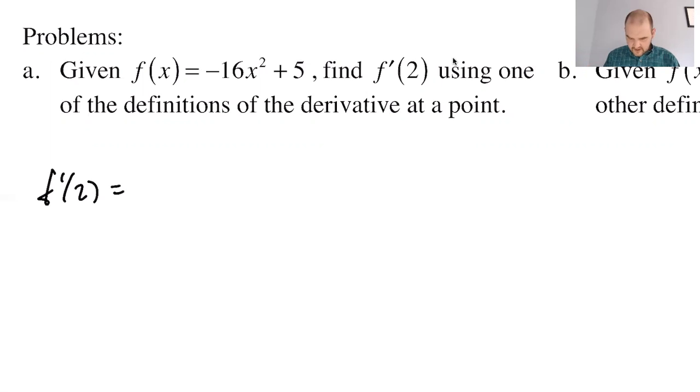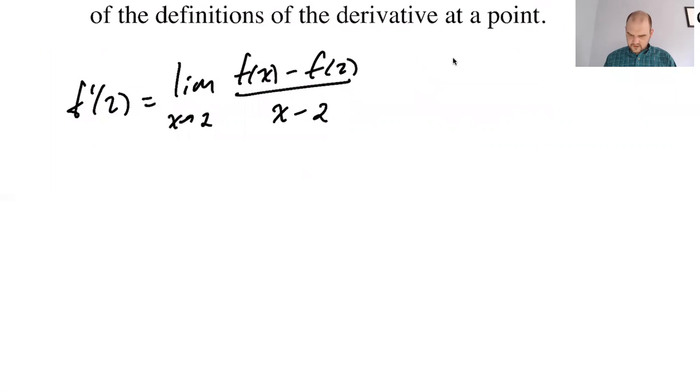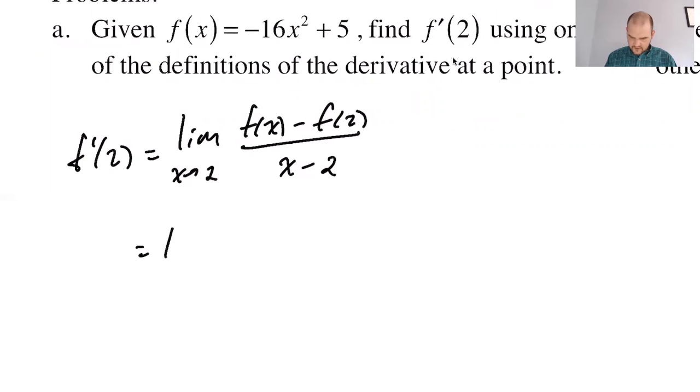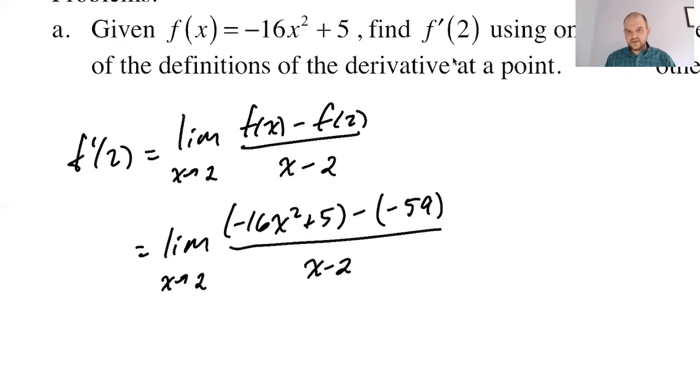So I'm going to use the limit as x approaches 2 of f of x minus f of 2 all over x minus 2. Okay, so the limit as x approaches 2 of f of x, which is negative 16x squared plus 5, minus f of 2. So f of 2 is 2 squared is 4 times negative 16 is negative 64 plus 5 is negative 59. And then that'll be over x minus 2. Okay, so far so good.